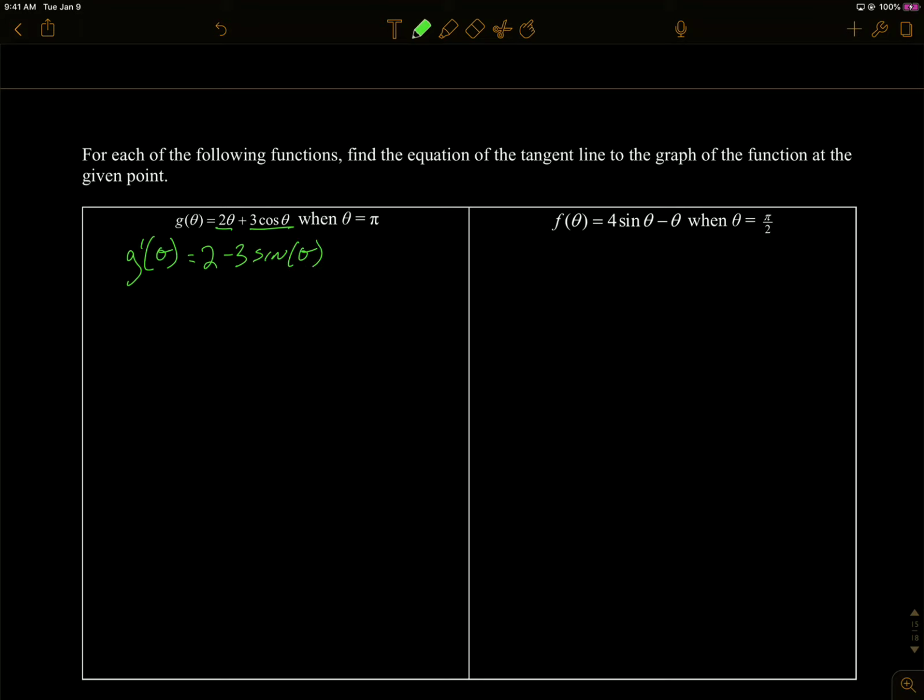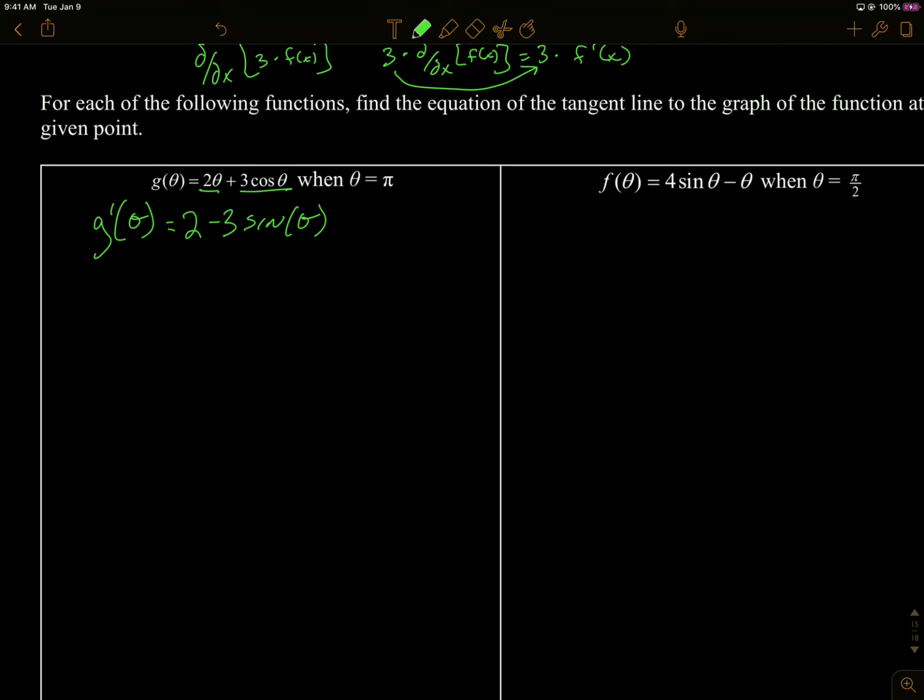So let me show you what I mean there. Again, it goes back to our properties. If I want to find the derivative of 3 times a function, because the derivative is rooted in limits, the properties of limits apply. So I have 3 times the derivative of f, which would be equal to 3 times f prime of x. So constants, I just say, come along for the ride. All right, so that is our derivative.